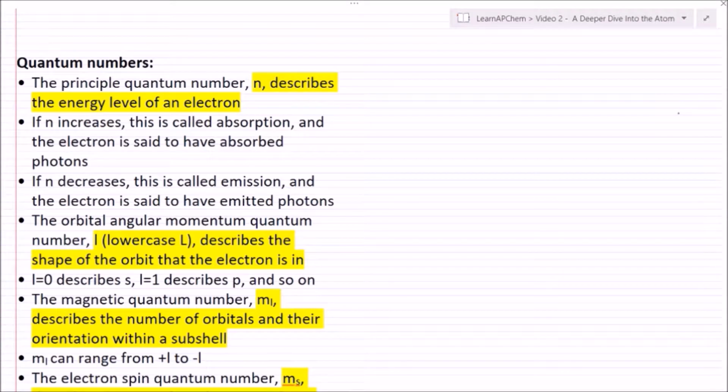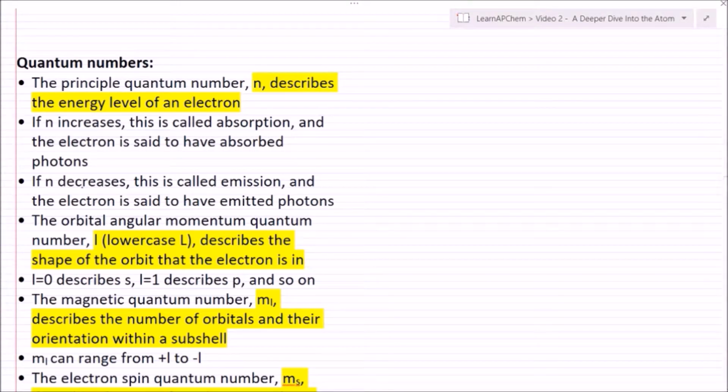If n increases, this is called absorption, and the electron is said to have absorbed photons, which is just a particle of light. If n decreases, this is called emission, and the electron is said to have emitted photons. So you might be asked, like, an electron goes from n equals 4 to n equals 2. Did it emit or absorb photons? And since we're decreasing from 4 to 2, we would have emitted photons.